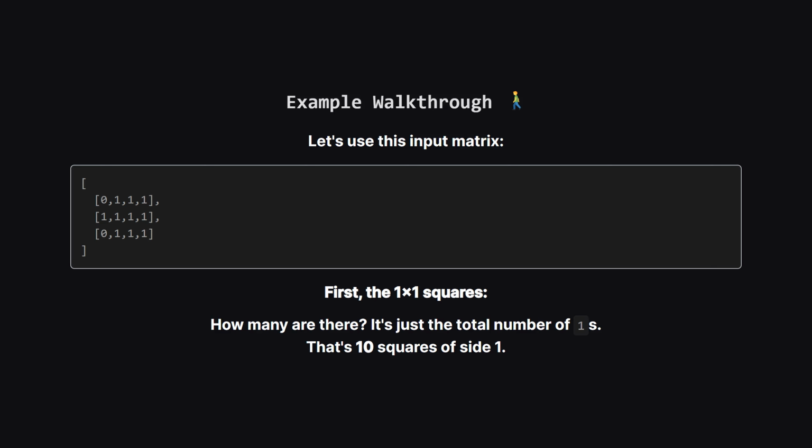And what about 3 by 3 squares? Looking at the grid, we can see there's only one big 3 by 3 block of all ones. So we add that to our tally. We have 10 1 by 1 squares, 4 2 by 2 squares, and 1 3 by 3 square. Adding them all up gives us a grand total of 15.